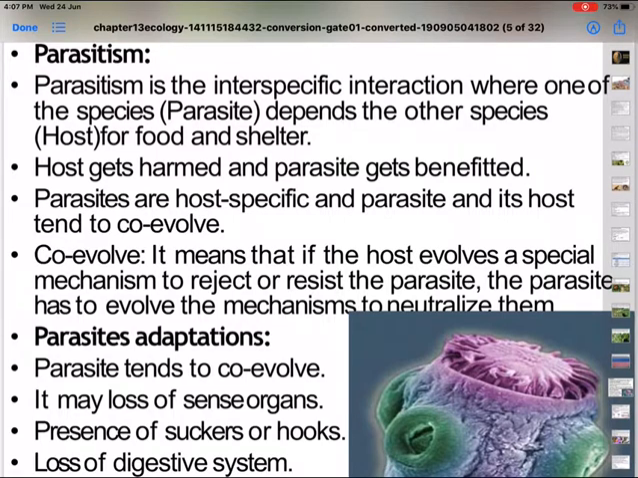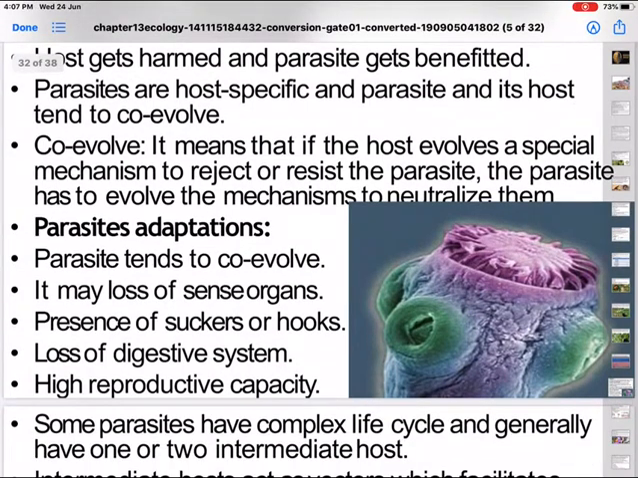And parasites are host specific, and parasite has a tendency to evolve along with that. A parasite should have certain adaptations because it has to draw the food. So there have to be certain organs to draw this. What are they? So the parasite undergoes certain adaptations. One, parasites tend to co-evolve. It means that if the host evolves a special mechanism to reject or resist the parasite, the parasite too has to evolve a mechanism to neutralize it, because both are fighting for survival. So the parasite tends to co-evolve along with the host.